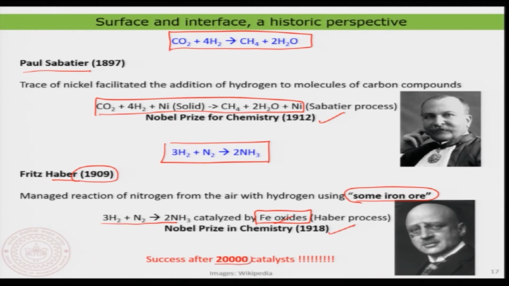But the interesting aspect why I want to bring this particular example is that Fritz Haber himself tried about 20,000 catalysts by trial and error in order to finally find out that some form of oxide, some iron ore, is acting as the real catalyst for this reaction to happen.